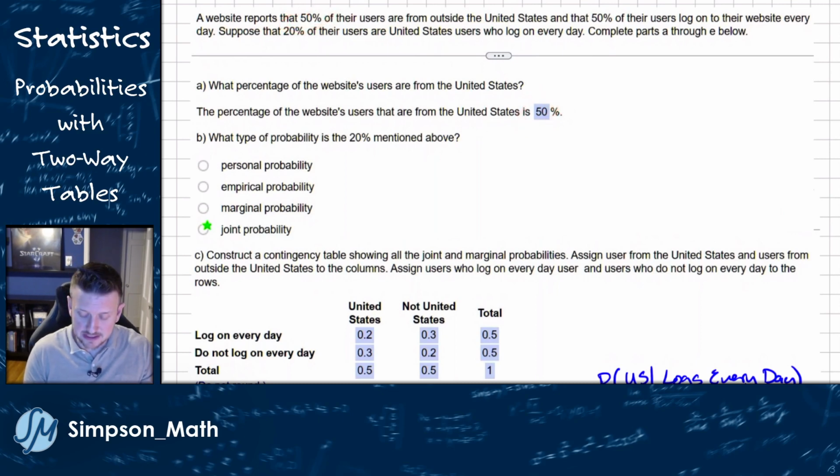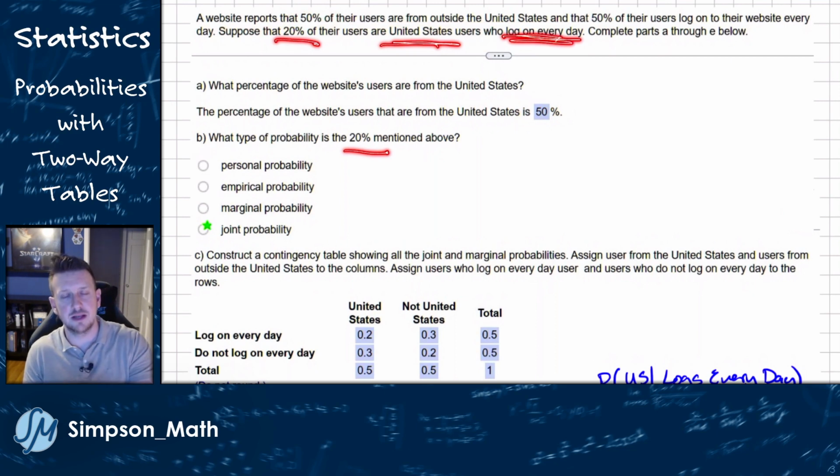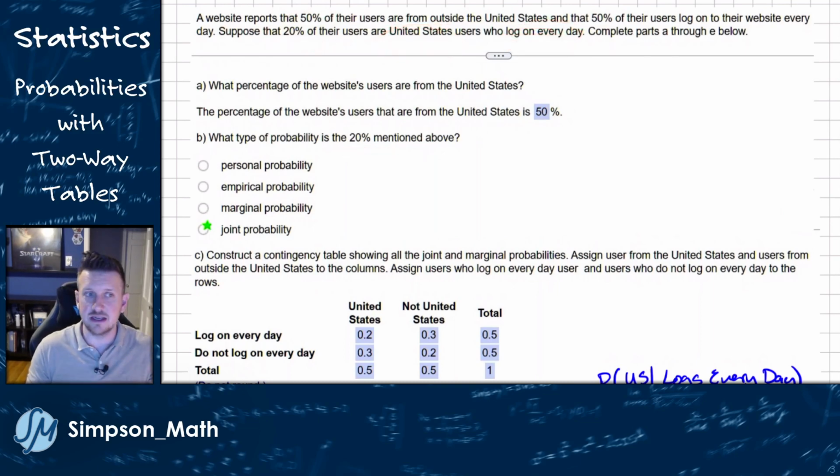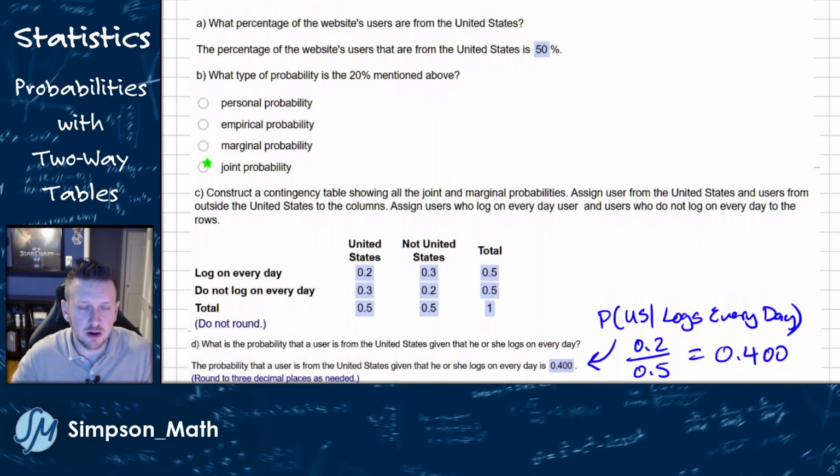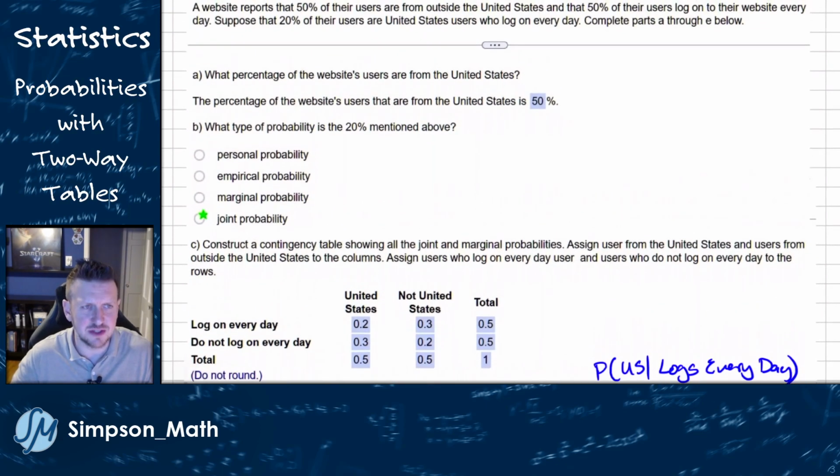What type of probability is the 20% mentioned above? So this 20% right here, notice I'm talking about United States users and whether or not they log on every day. So we're talking about whether they log onto the website or they don't. So those are my 2 attributes. This is a joint probability because it's an inherently "and" statement. I'm talking about both of those, not a condition, and that's not even one of my options anyway. All right. Oh yeah, the other options.